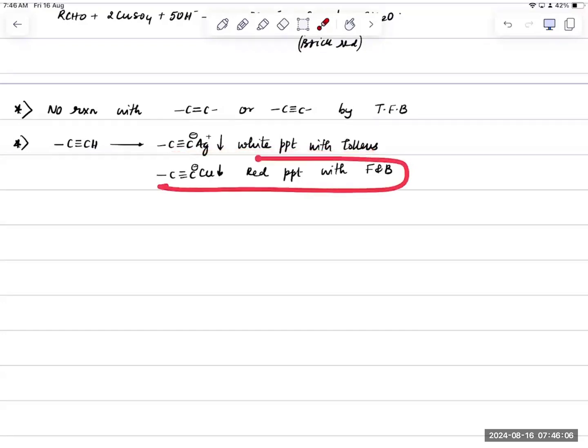Same way, a red color PPT with copper, not brick red, this kind of simple red color if you come across, then that is going to be positive for Fehlings and Benedict test.